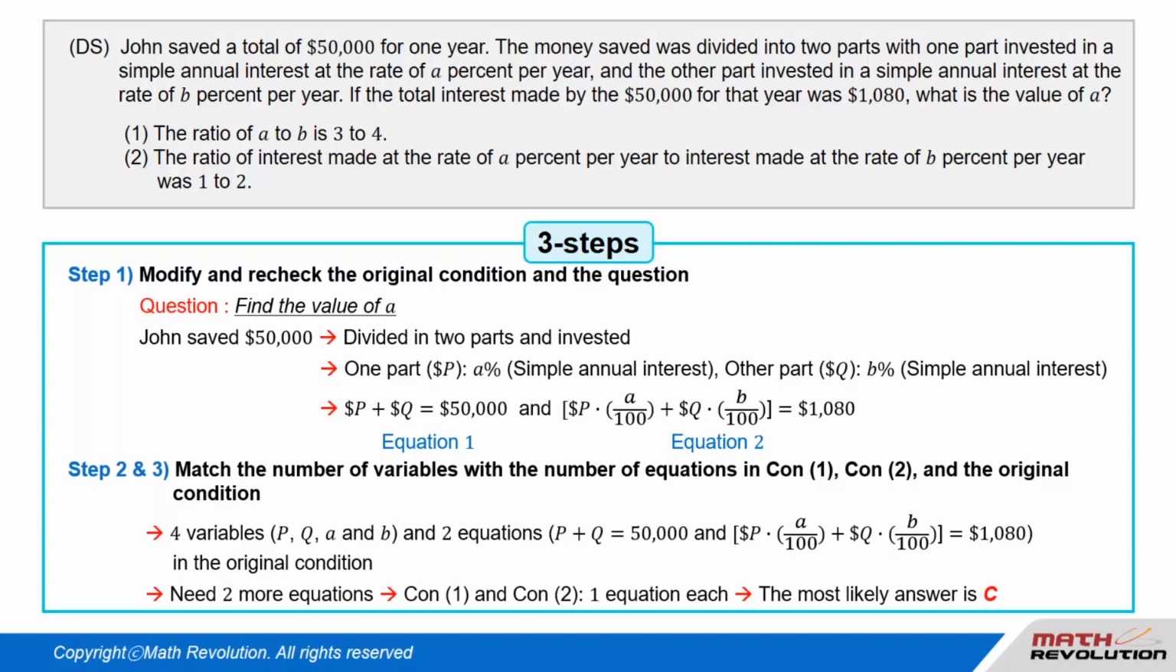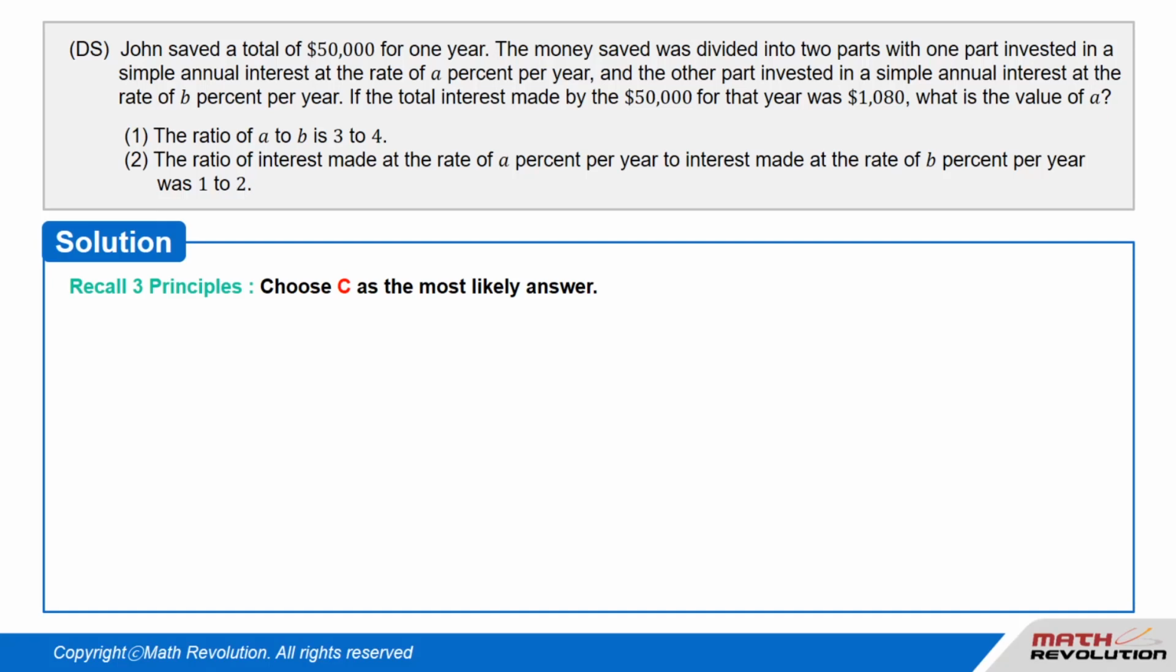Follow the second and third step. From the original condition, we have 4 variables, P, Q, A, and B, and 2 equations. P plus Q equals 50,000, and P times A over 100 plus Q times B over 100 equals 1,080. To match the number of variables with the number of equations, we need 2 more equations. Since conditions 1 and 2 will provide 1 equation each, C would most likely be the answer. Recall 3 principles and choose C as the most likely answer.